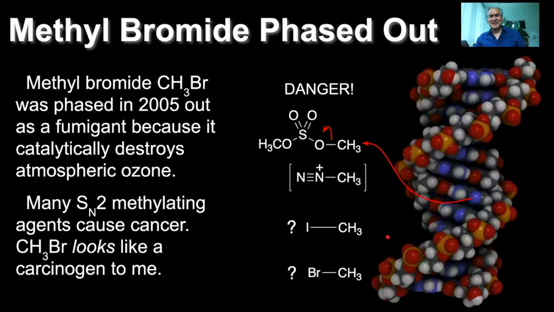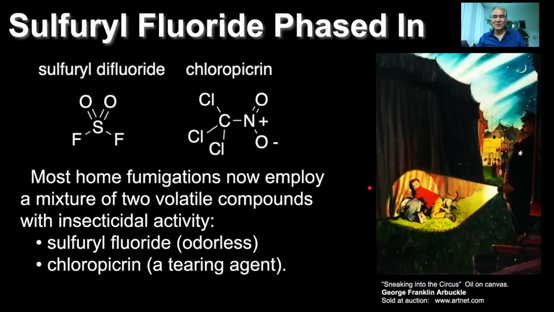What's odd to me is that I've seen people propose methyl iodide as an alternative to methyl bromide. If you're worried about methyl bromide like I am, I would be really concerned about fumigating or treating crop soil with methyl iodide for all the same reasons that methyl bromide scares me and dimethyl sulfate scares me and methyl diazonium scares me. Now, what did they do after 2005, after they phased out methyl bromide? Well, they replaced it with this chemical combination, sulfuryl fluoride. That was when sulfuryl fluoride was phased in, and it's used in those big fumigation tents as a mixture with a compound called chloropicrin.